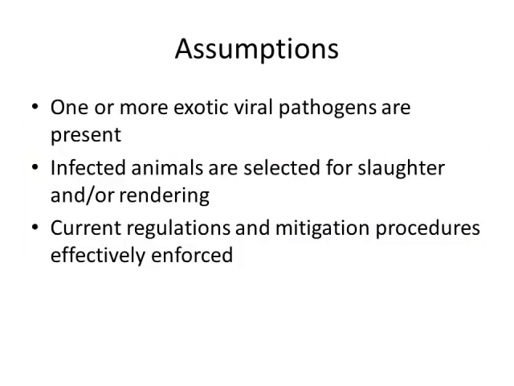Now, for any of these types of analyses, clearly you make some assumptions. If you've got a more focused analysis, you can make some probably better assumptions. But for purposes of this one, we went very broad, and we tended to, in some instances, make worst-case assumptions, and others perhaps not. So we assumed that in any given country, region, whatever, one or more exotic viral pathogens are present. We also assumed that infected animals are selected or have the potential to be selected for slaughter and/or rendering. So there is the possibility for virus to get into those types of animal-derived products. And we also assumed that current regulations and mitigation procedures are effectively enforced, either in the country of origin or like our import controls at our border.